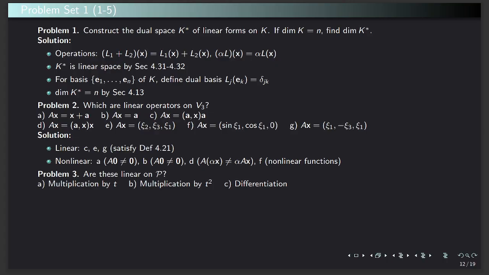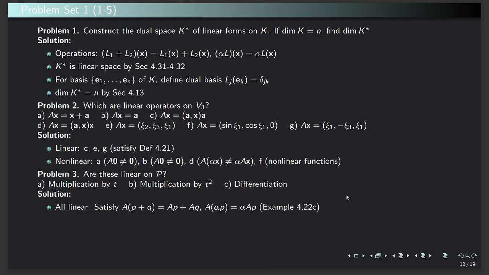And so the function in F, let's look over here, basically involves a nonlinear trigonometric function. So the functions E and G satisfy the definition of linearity. Then problem 3 asks if multiplication by t squared and differentiation are linear operators on the space of polynomials. All three are indeed linear, because they distribute over addition and commute with scalar multiplication, as we defined earlier.